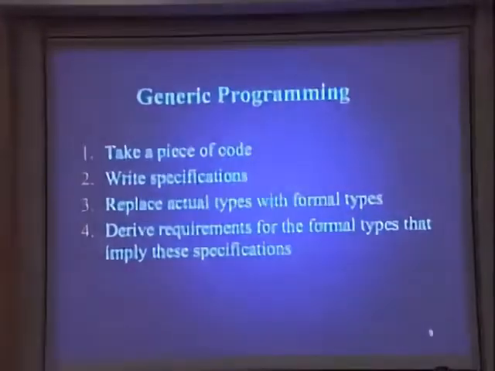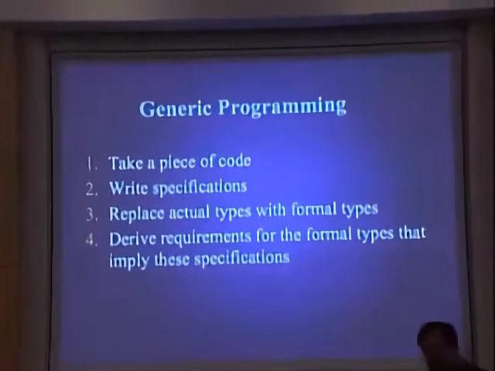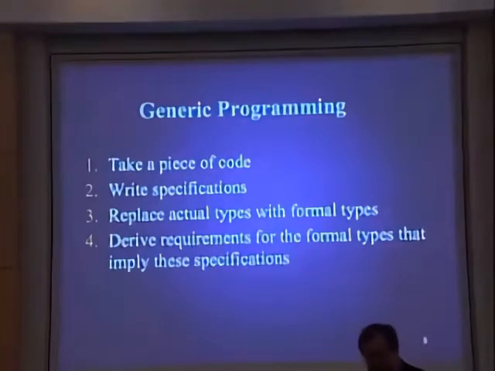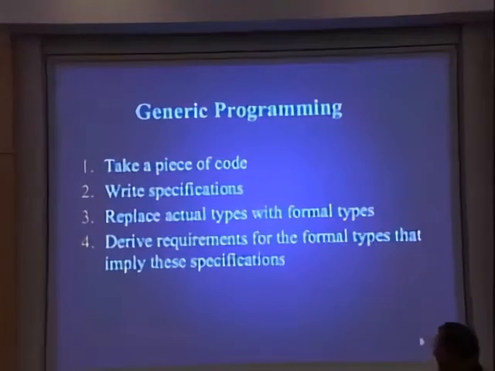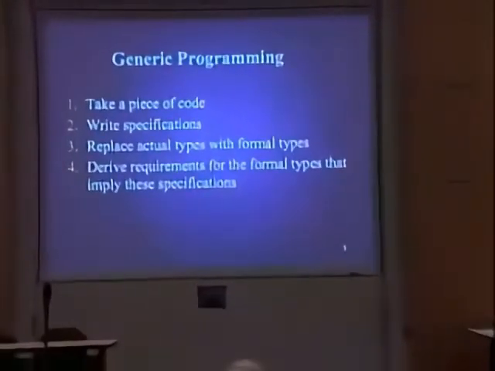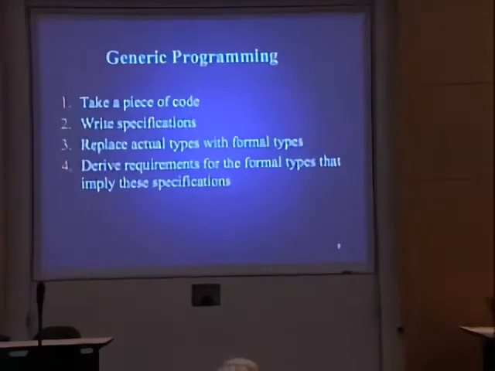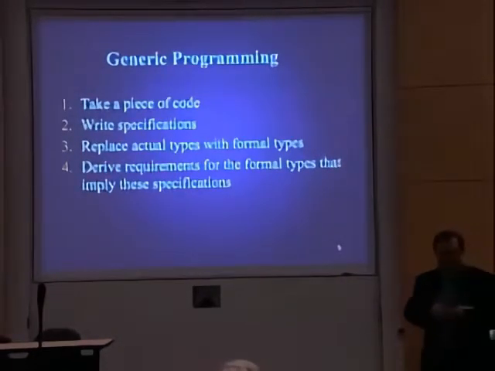Okay. Now, the second principle. We have to write generic code. What does it mean? It means that we have to make our algorithms work in the most general setting possible. And that is very difficult. Fundamentally, here I describe a mechanical process: take a code, replace actual parameters with formal parameters, write specs, and derive requirements. But in reality, it's much, much harder.